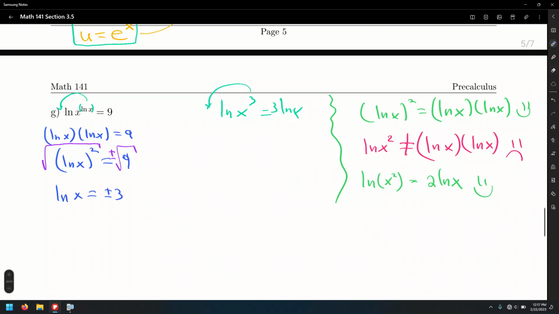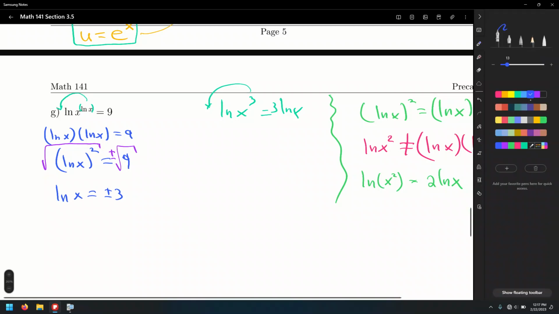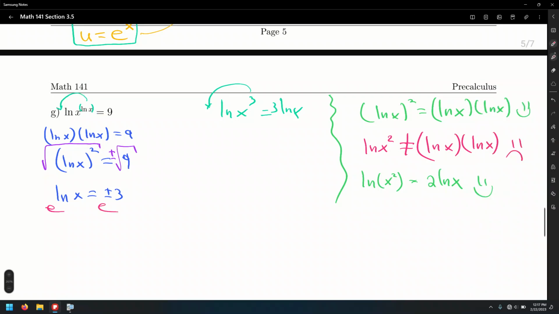And we can get rid of the ln by exponentiating both sides on the base e. So in this case, cancel, cancel. x equals e to the plus or minus 3. In other words, x1 is equal to e to the negative 3, and x2 equals e to the third power. So two solutions in this case.